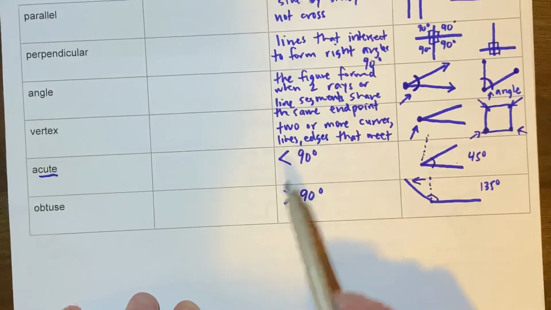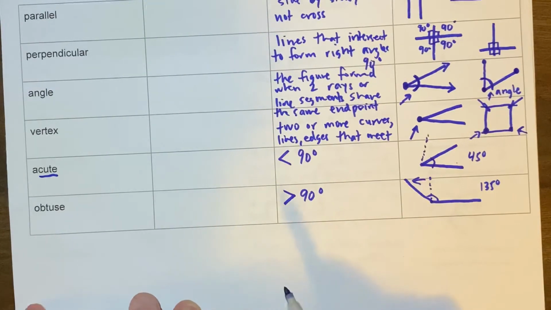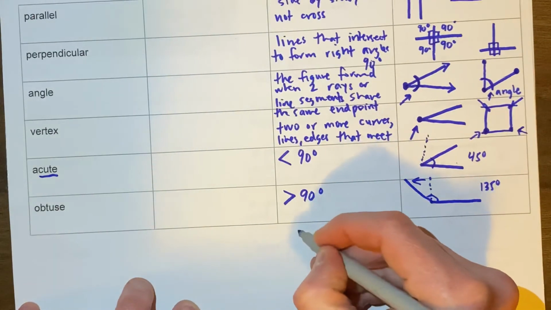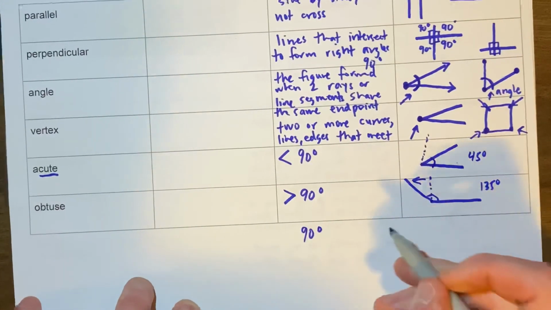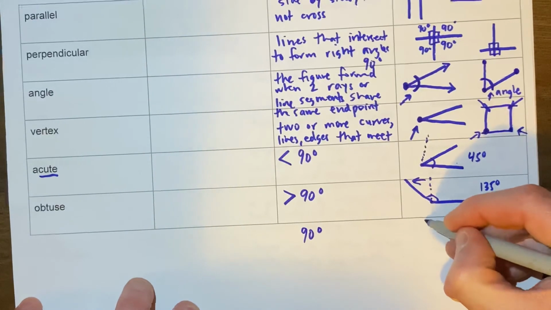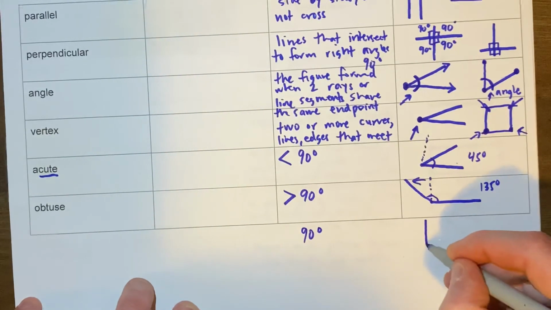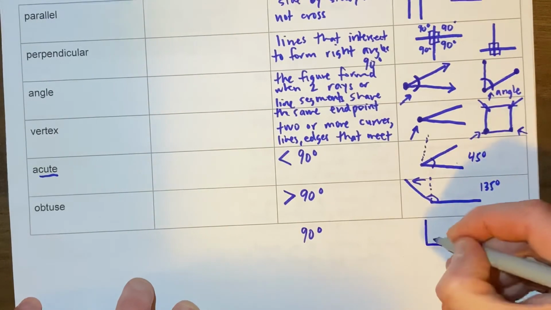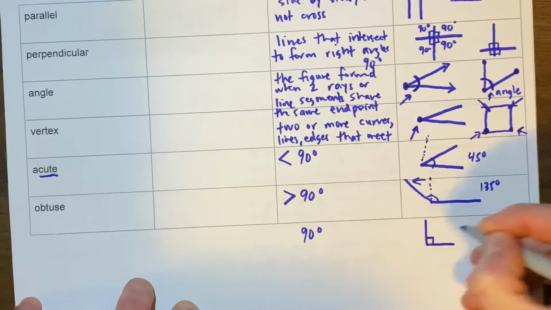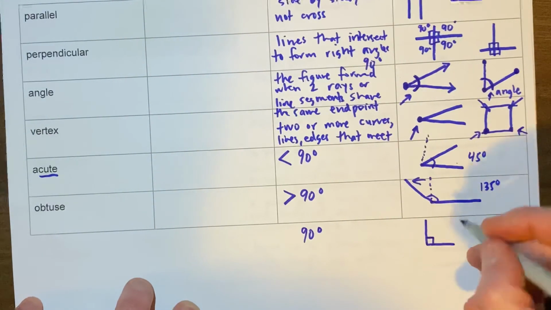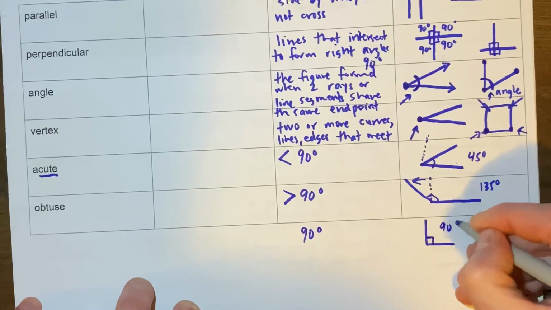Now the one thing on here that is not given is a right angle. And a right angle is exactly 90 degrees. So that would be your perfect straight one down, perfect line across, and then you usually see a box in the corner indicating that this is 90 degrees.